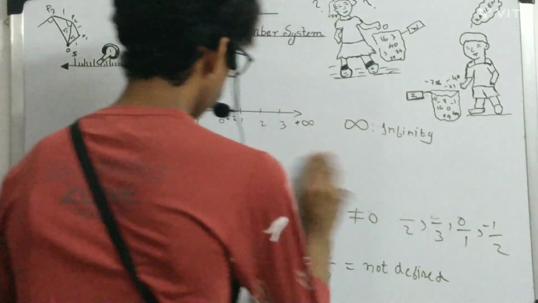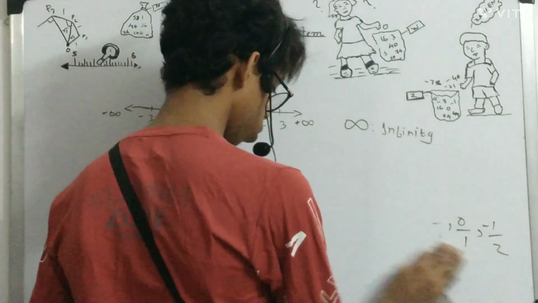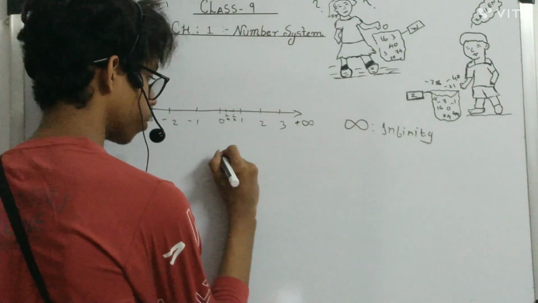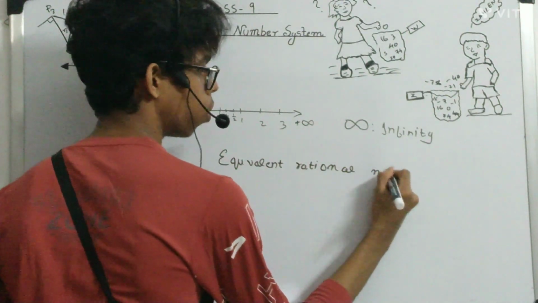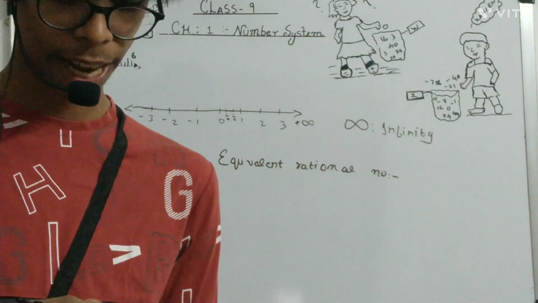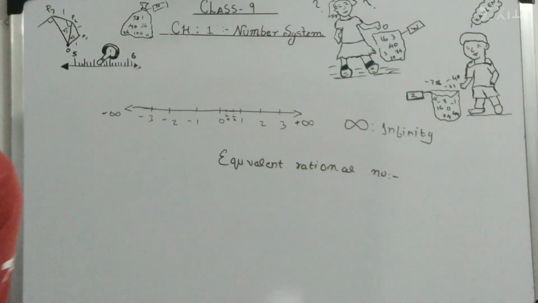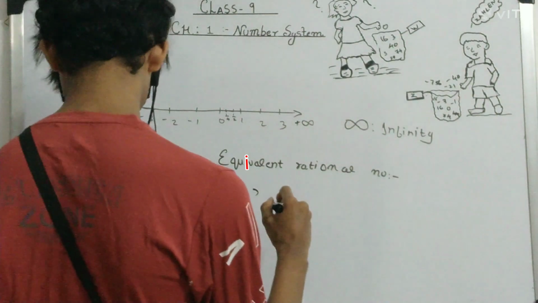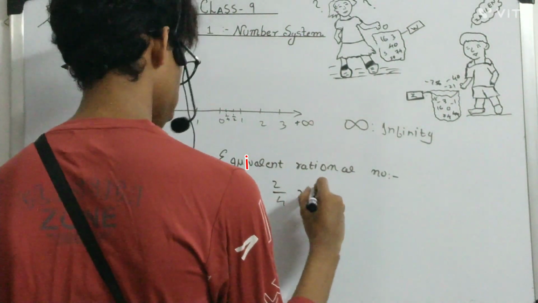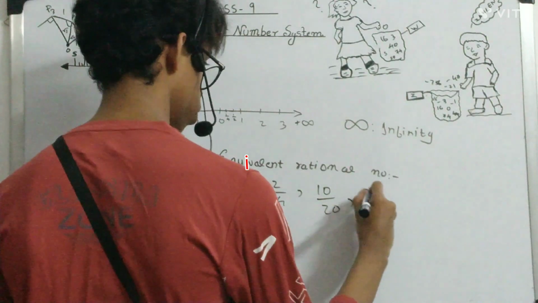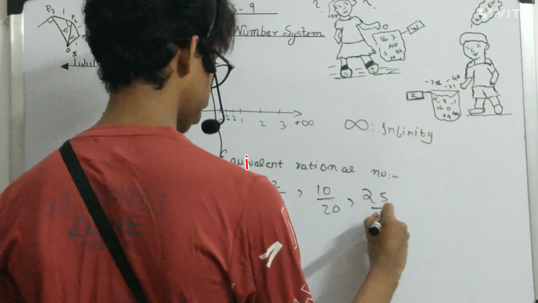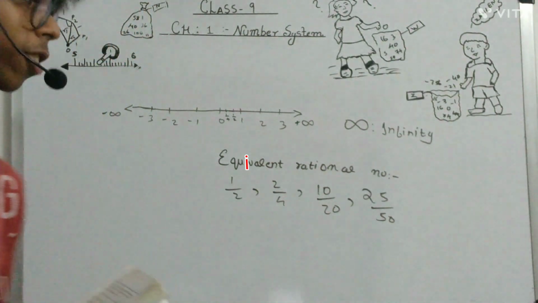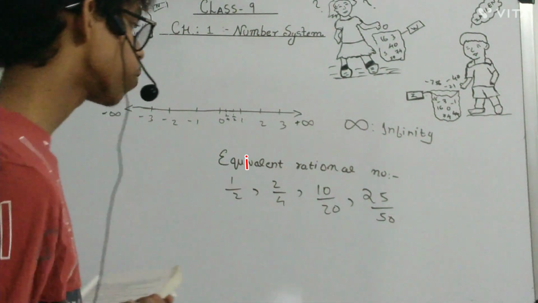Okay, now one small thing here which you should know, which is mentioned in your NCERT text, is about equivalent rational numbers. Let us take the example of your text itself and understand. For example, if I take these numbers, let's say 1 by 2, 2 by 4, 10 by 20 and 25 by 50, you have to show that all these numbers which I have written on the board are equivalent rational numbers. That means we have to prove all these values are equal.